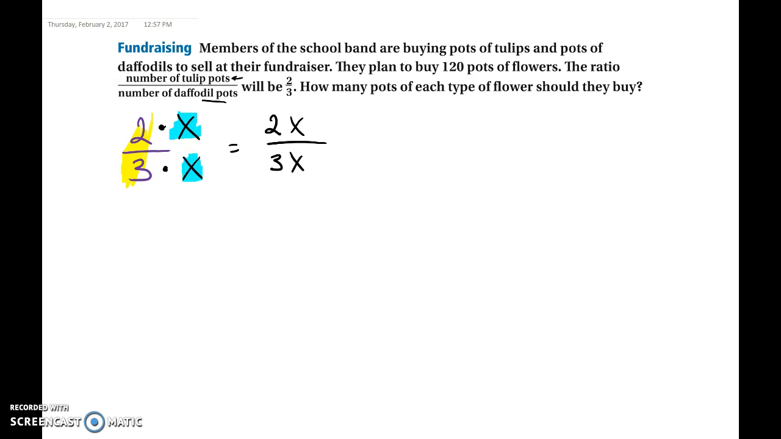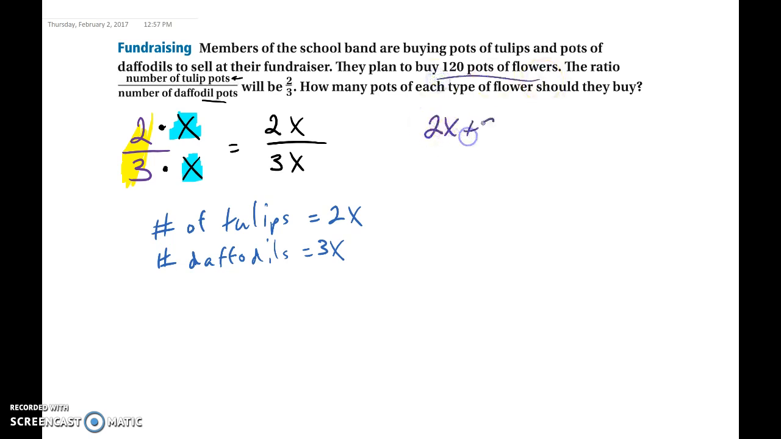All right, so now we know that our tulips can be represented by 2x. So the number of tulips is equal to 2x, and the number of daffodils is equal to 3x. So if I want to solve for what x is equal to, I know I have a total of 120 flowers. So 2x plus 3x is equal to 120, because however many tulips I have and however many daffodils I have will add up to 120. And then I solve this equation.